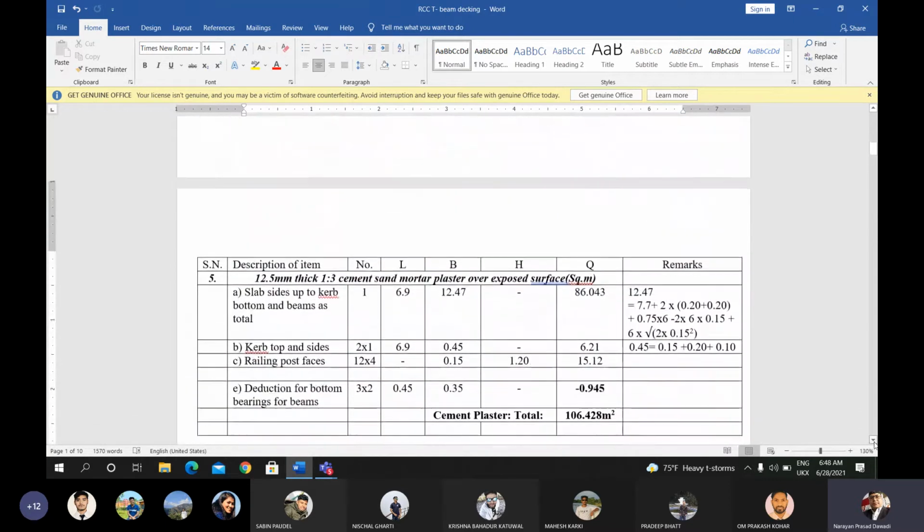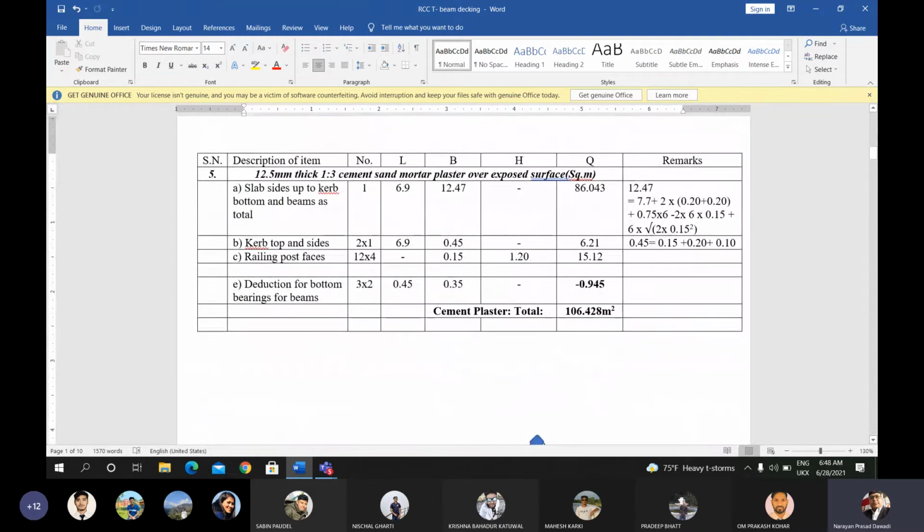Now look at this. How can I calculate the value of 12.47 along the wood quote? The 12.47 is 7.7, that is the total length of the deck slab, plus 2 into 0.20, plus 0.75 into 6, minus 2 into 6 into 0.15, plus 6 into under root 2 into 0.15 square. If you calculate in this way, you can find the value of 12.47.